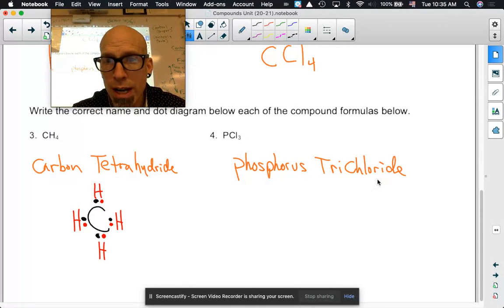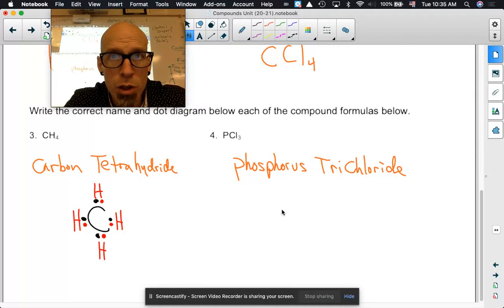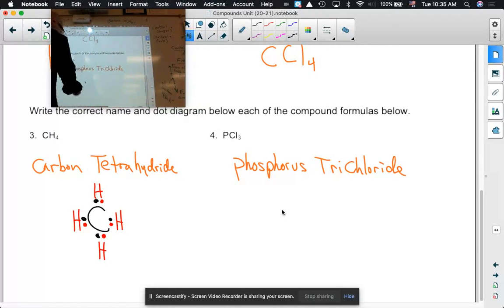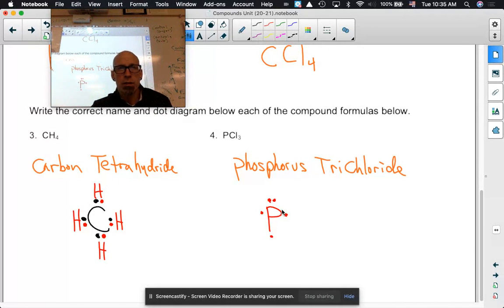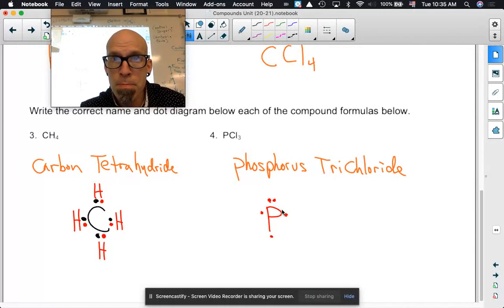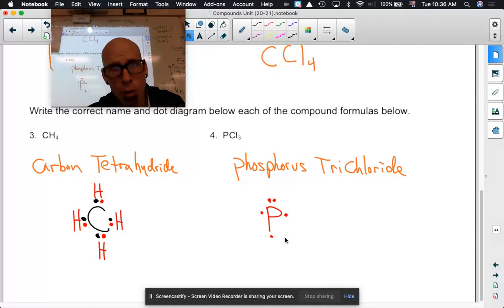Now, phosphorus trichloride. Okay, what's the dot diagram for phosphorus? Hopefully you've already jotted it down. Phosphorus is 1, 2, 3, 4, 5. There's 5 valence electrons in phosphorus. That means there's 3 empty spots. Well, how is a chlorine going to fit into the situation? Remember, chlorines and hydrogens are handy, right? Because they only have 1 empty spot.